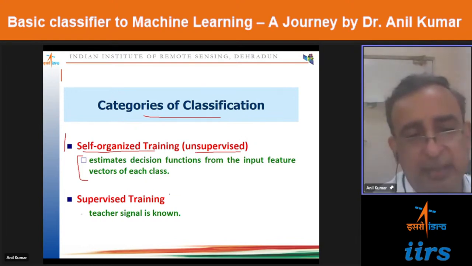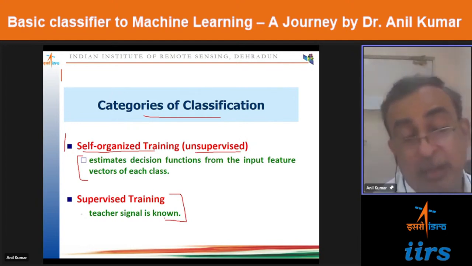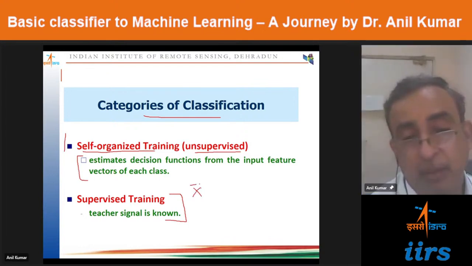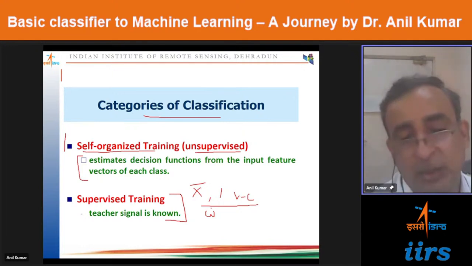Second is supervised training. Here a teacher signal is known. Basically the training data is provided to the algorithm, so that the algorithm gets trained using the training data. Training the data means basically it generates the algorithm parameters like mean, mode, and so forth, or variance, covariance. So these statistical parameters or weights are calculated from the training data, and using these parameters the algorithm gets trained, and then it can divide the data into different classes.